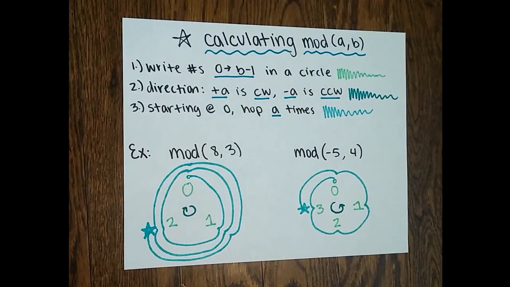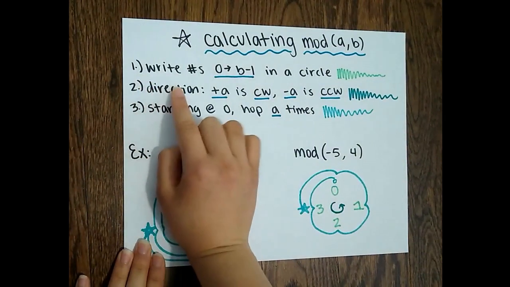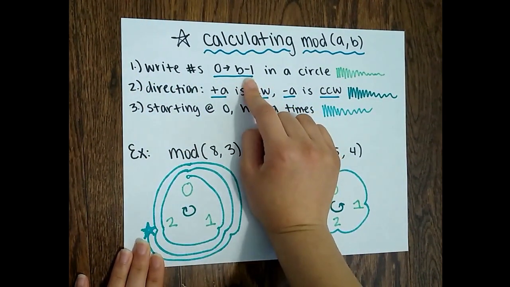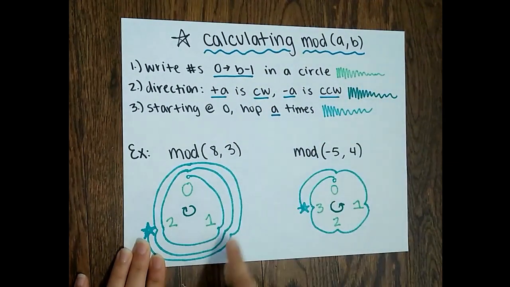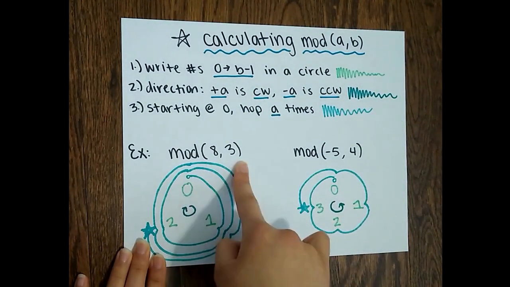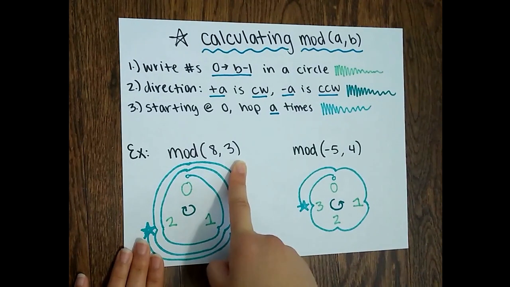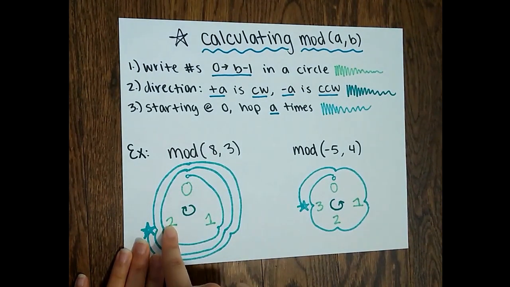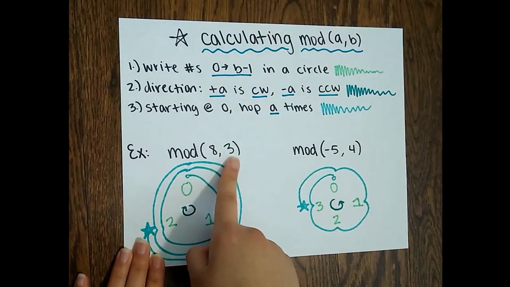So let's look at how to actually calculate this on a test, or if you want to practice by hand, or just get a deeper understanding of what mod actually is. So first, you're going to write the numbers from 0 to b minus 1 in a circle, and I drew that in green. So if we're doing mod 8 by 3, which is the example we visited earlier, we're going to start with 0 and go to 2, which is 3 minus 1.